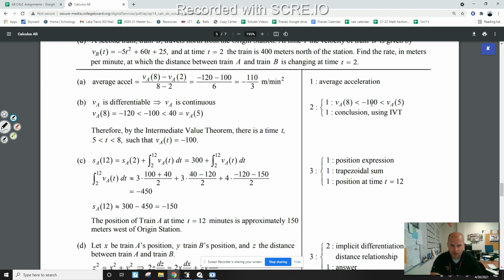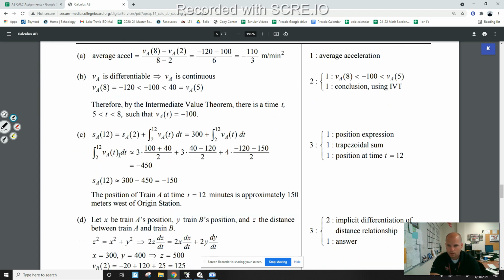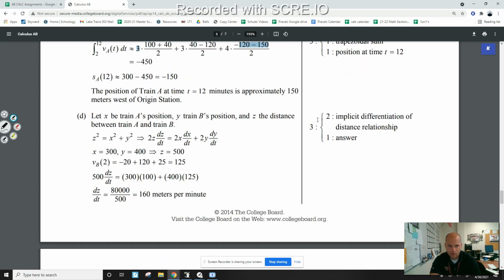Using the intermediate value theorem, 1 point for discussing how negative 100 is in between. Writing down your trapezoidal sum, incorporating the position, having that was worth a point. Trapezoidal 1, finding the position, having all the values down, worth 1 point. Implicit differentiation of the distance relationship, so having z squared equals x squared plus y squared, but then taking the derivative of it, 2 points. 1 point for your answers.